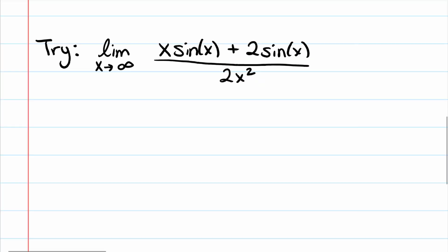So this one I want you to try on your own. This is the limit as x goes to infinity of (x times sine of x plus 2 sine of x) all divided by 2x squared. So we're going to implement the same idea when we solve.